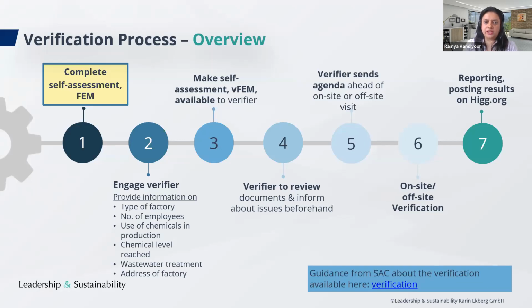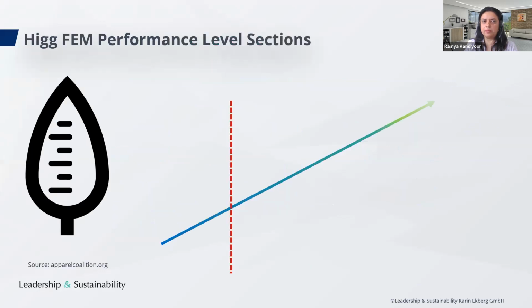And here we have again guidance from the SAC about the verification. This is available from this link, which you would be able to download. So this is basically the 7 steps that are involved in the verification process. And before we go into the sections, I would like to also give you a small detail about how the Higg verification, Higg FEM module is scored.